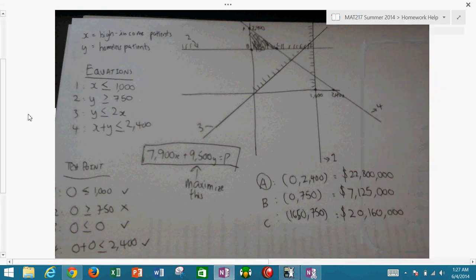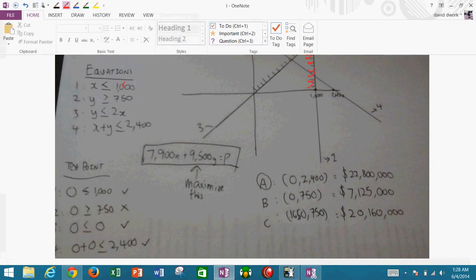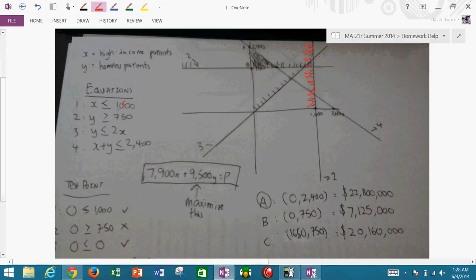But the other mistake here. Your first graph looks perfect. You're shading to the left because of the 1,000, and shading in this direction looks great. The next graph, y is greater than 750, shading up, looks good. Now our third graph, that's our blue. Our third graph, y is less than 2x, that's our diagonal line, shading here.